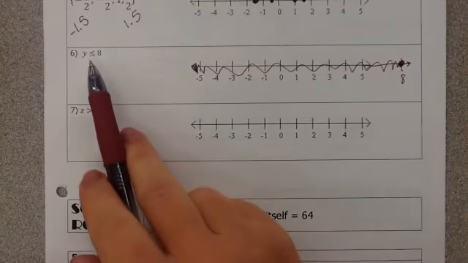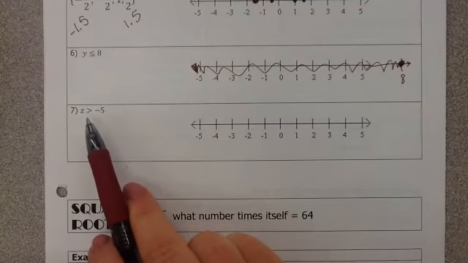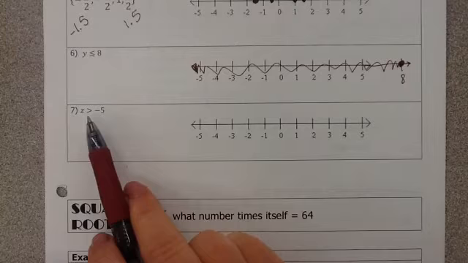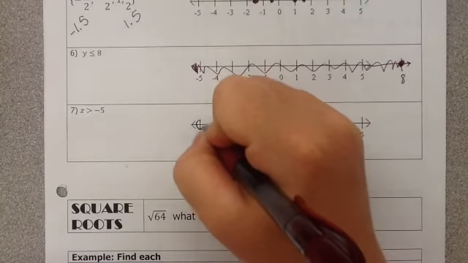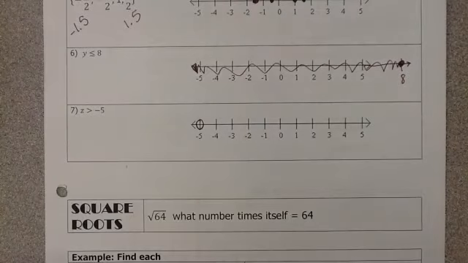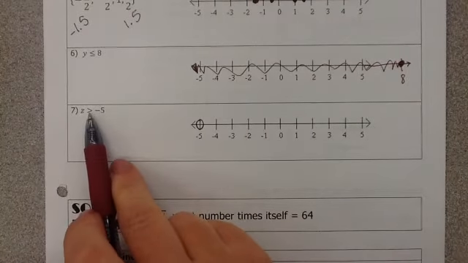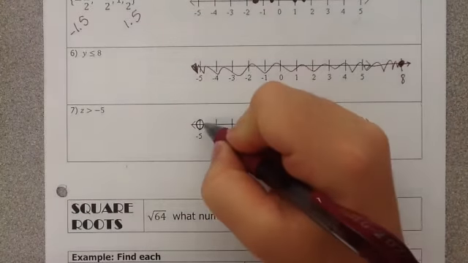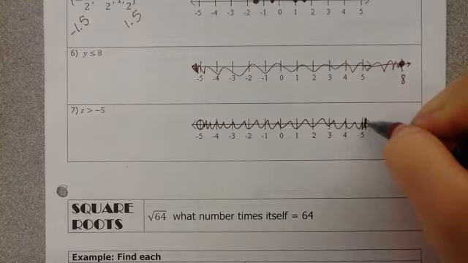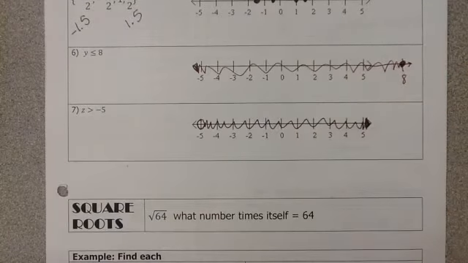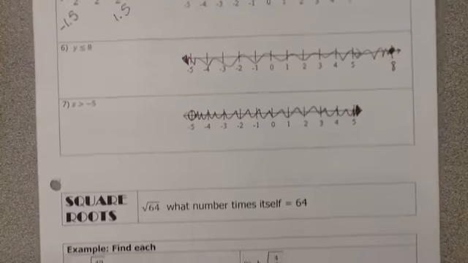So if it has a line underneath, it is a closed circle. So for this one, if it does not have a line underneath, what type of circle is at negative 5? Open. This is z is greater than negative 5, so which way do we shade? To the right. So you need to pay very close attention if it's open or closed, and which way we shade.